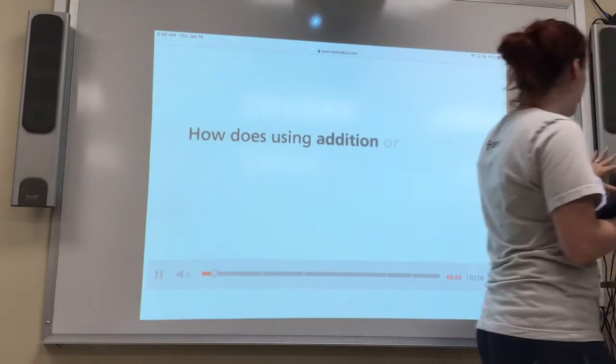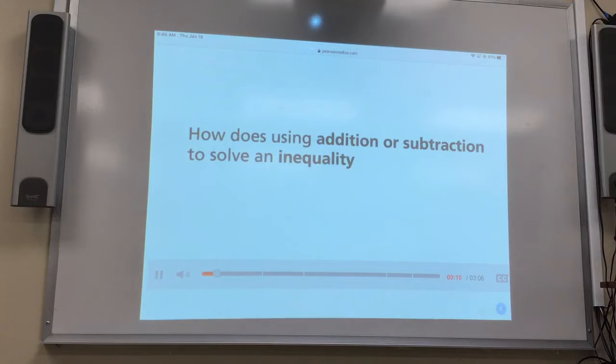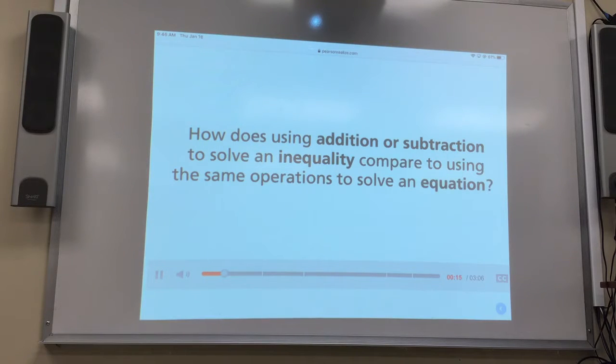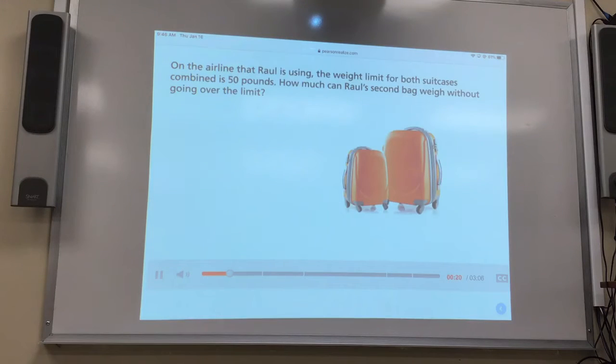How does using addition or subtraction to solve an inequality compare to using the same operations to solve an equation? Think about this question during the lesson. On the airline that Raul is using, the weight limit for both suitcases combined is 50 pounds. Raul's first bag weighs 38 pounds. How much can Raul's second bag weigh without going over the limit? Is there more than one possible weight for Raul's second bag?